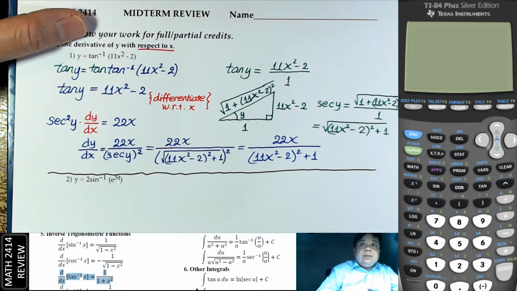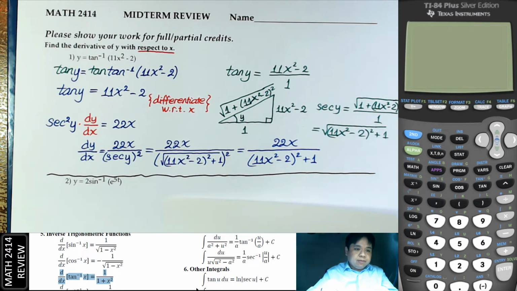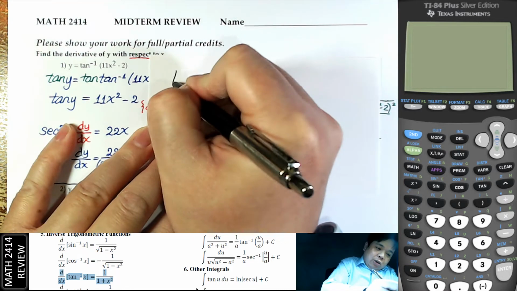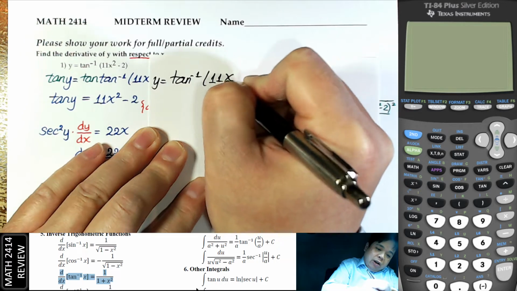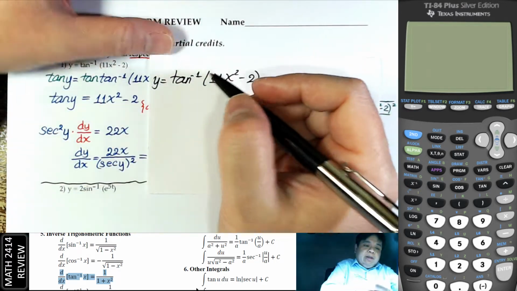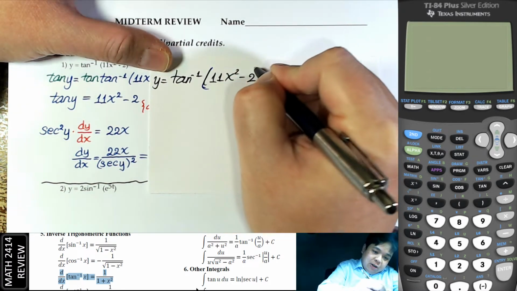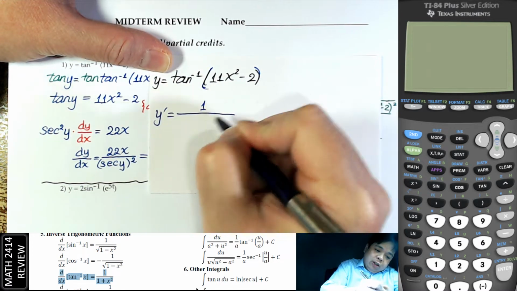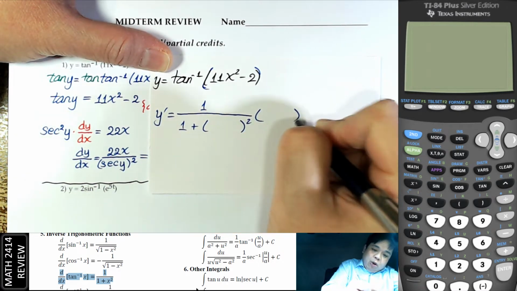Now, there's another way to do that, which is using the formula on that side. So let me do this. So we have tangent inverse of 11x squared minus 2. Now the derivative of the tangent inverse is 1 over 1 plus something squared. So now I just keep the parentheses. The derivative of that is 1 over 1 plus the parentheses squared, and then the derivative of that parentheses.